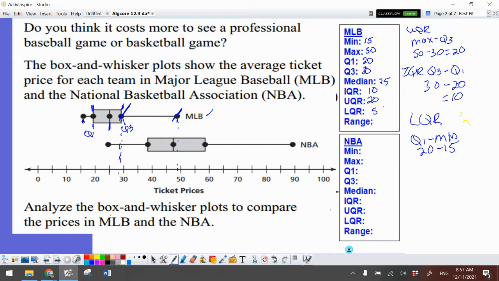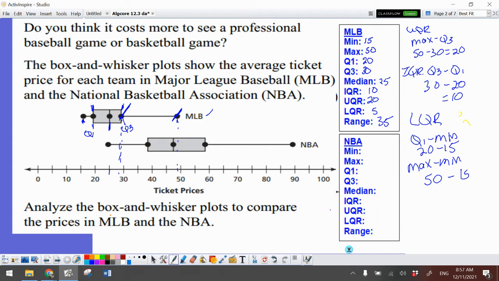Now, range is typical range. It is the max minus the min. Our biggest value was 50. Our smallest value was 15. So 50 minus 15 brings me to 35.